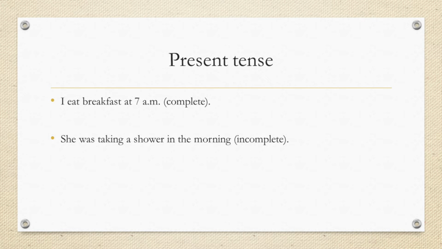Look at these two examples. I eat breakfast at 7. This is a complete action or habitual because it's something that I do every day. Whereas I can say she was taking a shower in the morning, and this is an incomplete action because she might still be taking a shower when I'm saying this. So that's the difference between these two sentences, and that's what we have to think about when we speak or write.